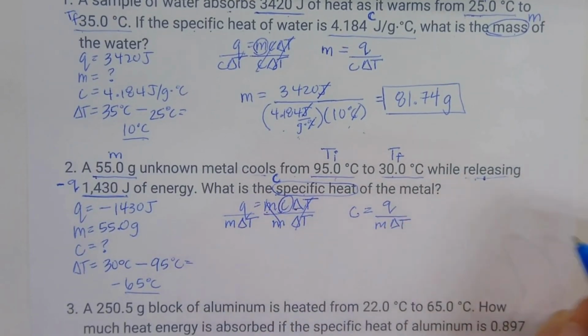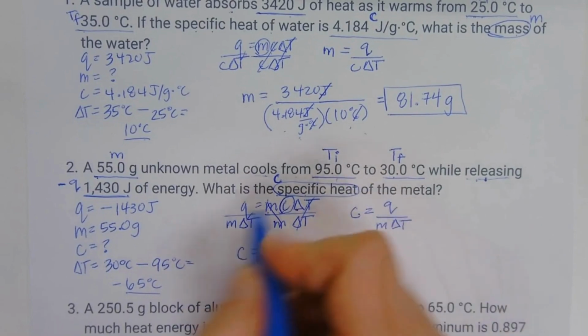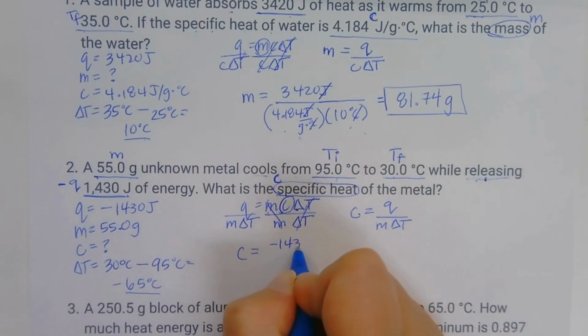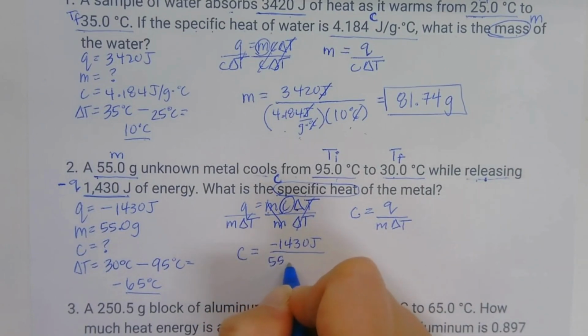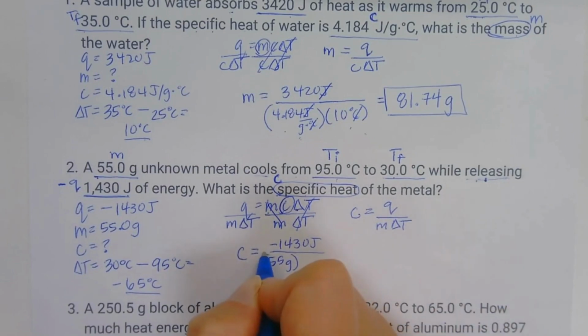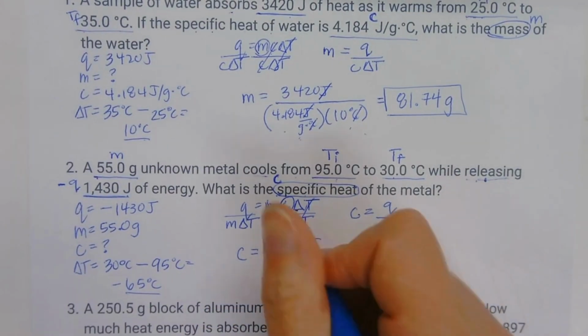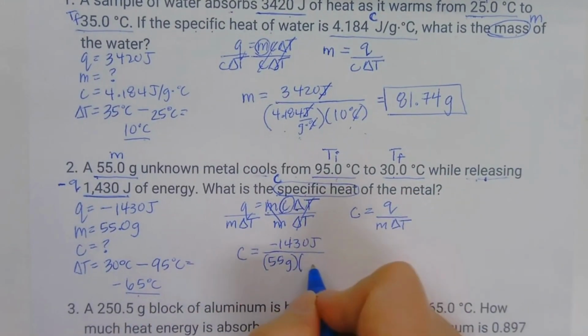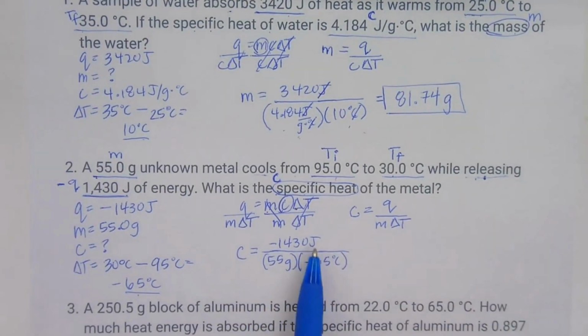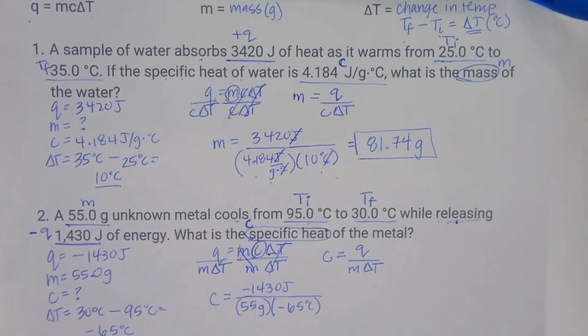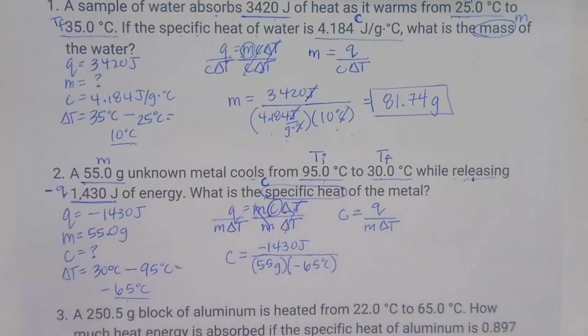So now I'm going to plug my values in. So C specific heat is going to equal my negative 1430 joules divided by my mass, which is 55.0 grams, but the 0.0 we can leave off for now, and divided by delta T, which I found to be negative 65 degrees Celsius. Now, none of these units cancel, okay? So we can't cancel any of them because we know that our units of specific heat are joules over grams times degrees Celsius. So that means we're looking pretty good to solve.